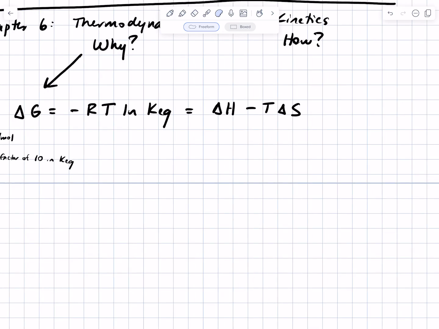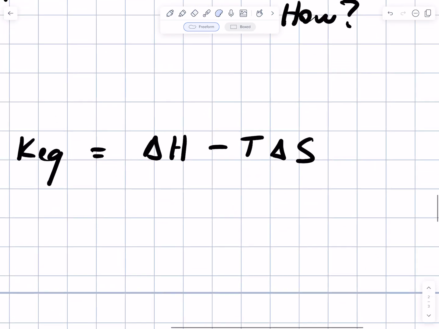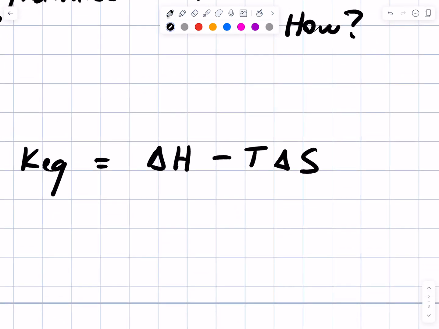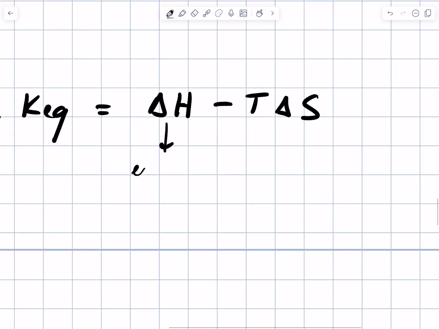Now let's talk about these numbers over here. Delta H is enthalpy. And this one actually is probably the most difficult to really understand what's going on. Entropy is a little bit easier in the sense that I think we all have an idea of what disorder means.